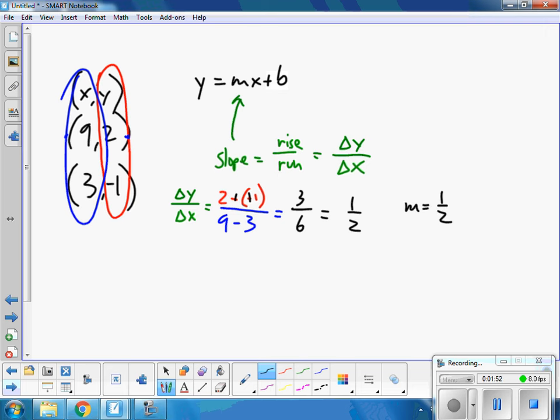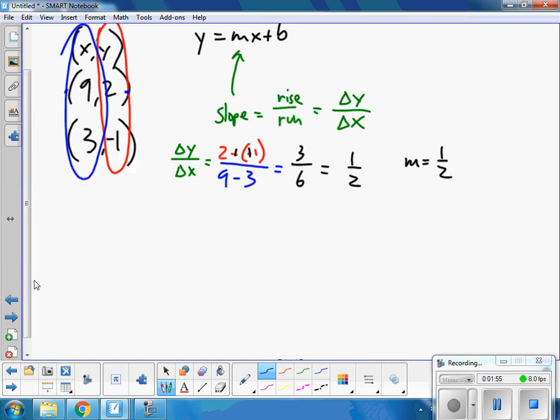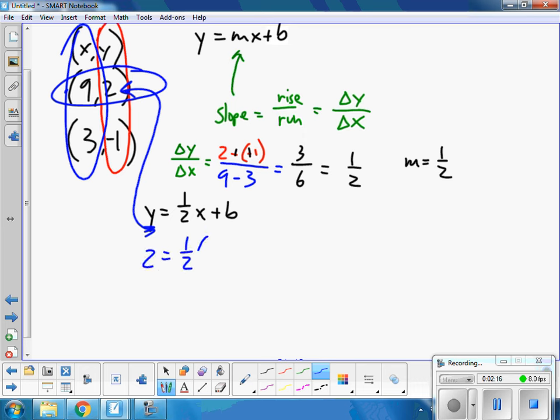Now I'm going to use that slope to go ahead and find my y-intercept. So let me rewrite my equation. Y equals my slope, 1/2 x plus b. Well, I do know one of my y's that I can get from here. So I'm going to work with this coordinate right here, 9, 2. So I'm going to plug in the y, which is 2, equals 1/2 x. I'm going to get the x from here. So 1/2 times 9 plus b, which is what we're trying to figure out. And that looks like what we're trying to do.